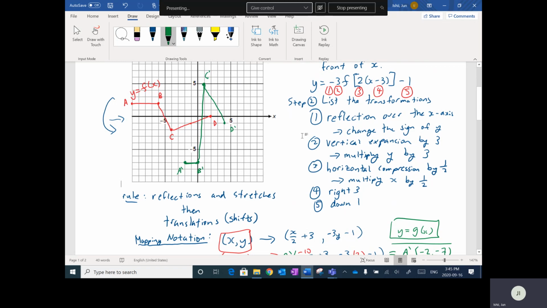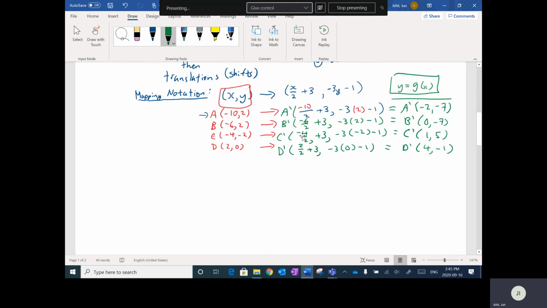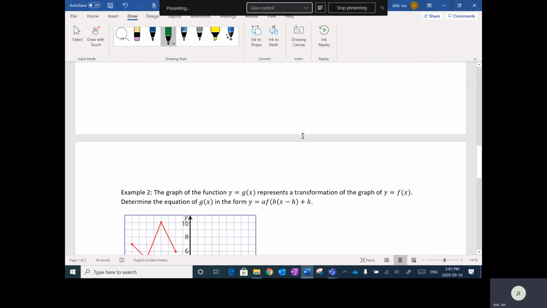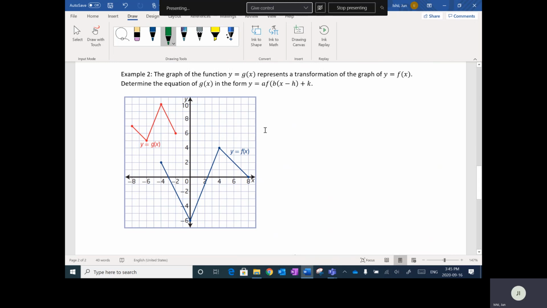All right, so that's the first concept that we need to be able to do. Now the other one is going in the other direction. In other words, given the original function and the transformed function, we're going to come up with the equation. So given one graph and then the other graph, what happened in order to get from f of x to g of x?